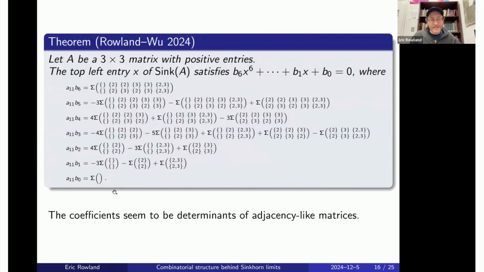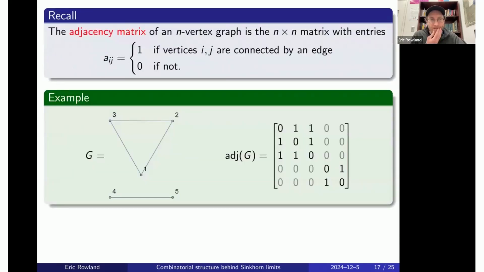What are these coefficients? These integer coefficients seem to be determinants themselves of something that looks like an adjacency matrix. So in the last part of the talk, in the last 10 minutes, I want to try to give you an idea of what we understand, and we get to look at some pictures here. So let me first remind you what the adjacency matrix of a graph is. If you have a graph on n vertices, the adjacency matrix is an n by n matrix with entries that are 0 or 1. You get 1 in the entry a_ij if vertices i and j are connected by an edge to each other, and 0 if they're not.